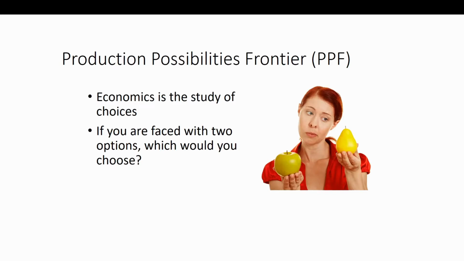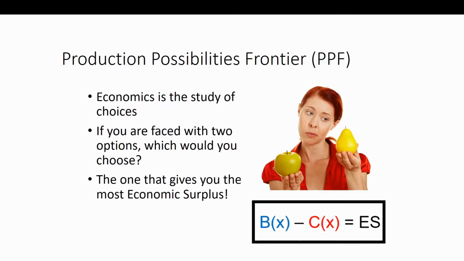In this video, we're going to talk about the production possibilities frontier, or production possibilities curve. Economics is the study of choices. If you're faced with two different options, which choice will you choose? We've talked a lot about economic surplus and cost-benefit analysis, and you're always going to choose the choice that gives you the most economic surplus.